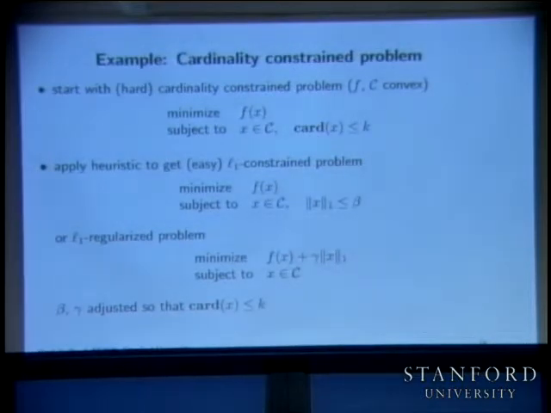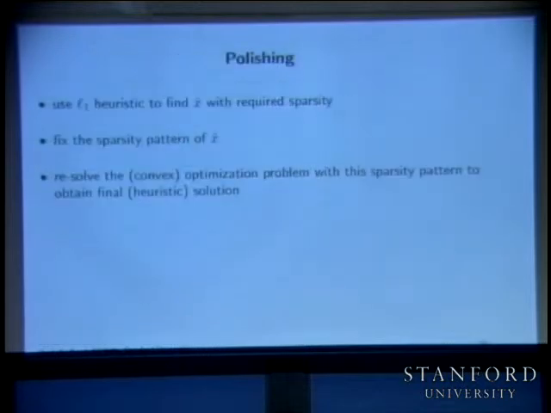So as a cardinality constraint problem, you could do many things. You could add this way and then sweep beta. You could also add it in here. And you would adjust these numbers so that the cardinality is less than k. And I think I'll mention one quick thing. I think we'll do one example and then we'll quit.